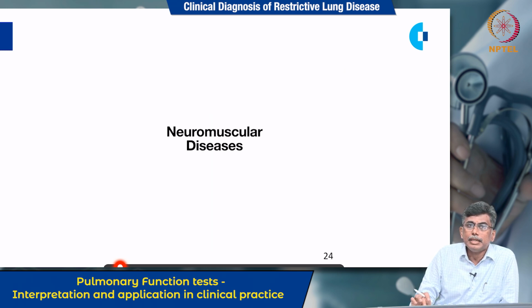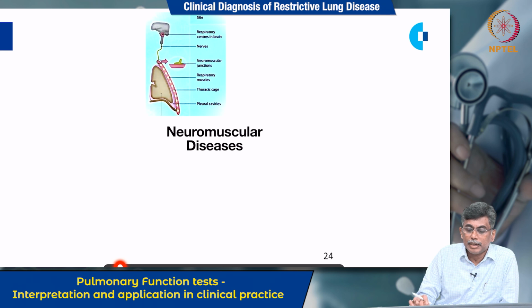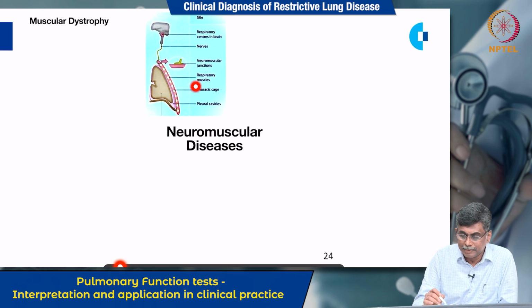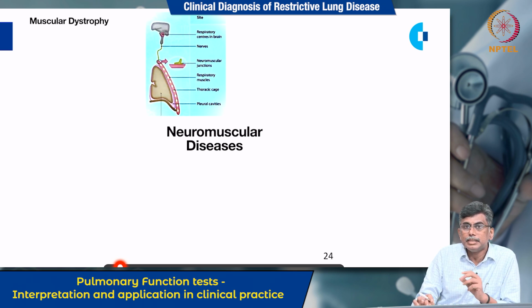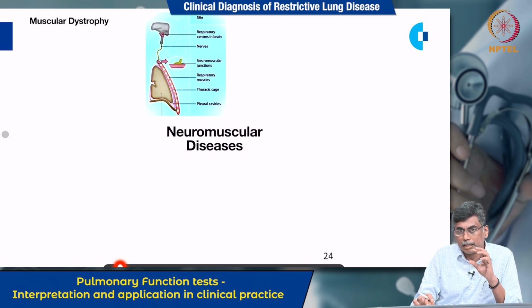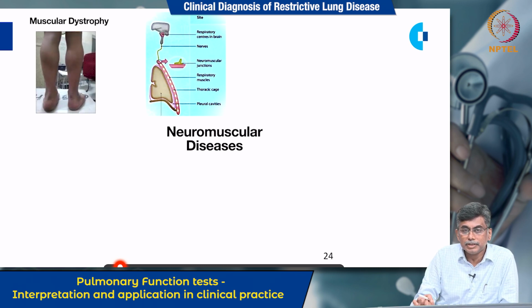Now what are the diseases that come under this? First we start with the muscle disease, the respiratory muscle disease. The muscle diseases which cause restrictive lung disease are the myopathies, muscular dystrophy, especially Duchenne's muscular dystrophy and Becker's muscular dystrophy.